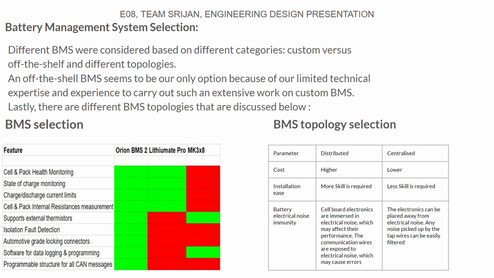Regarding the choice of BMS, we had limited options, with prominent ones being Orion BMS2, Lithium Nade Pro, and MK3X8. We selected the Orion BMS2 because it offered all the required features, making the decision straightforward. You can check the decision metrics even below.